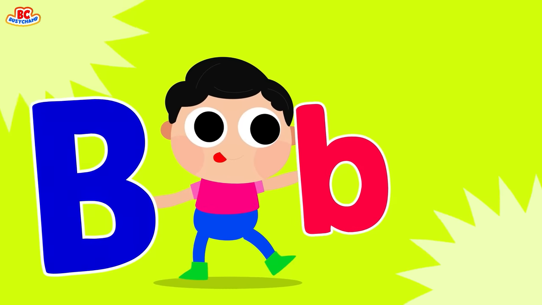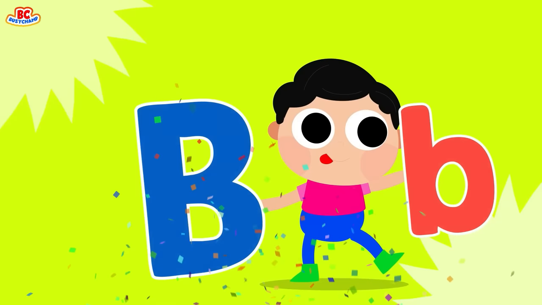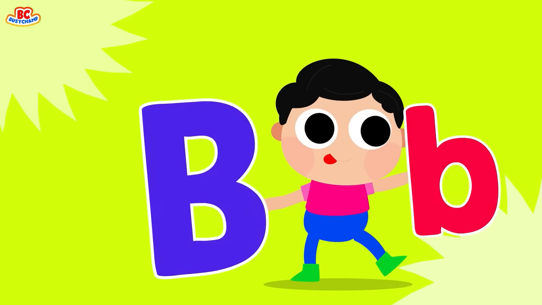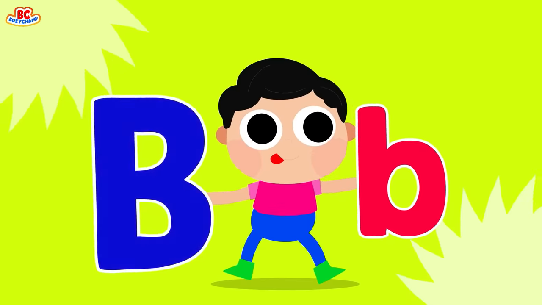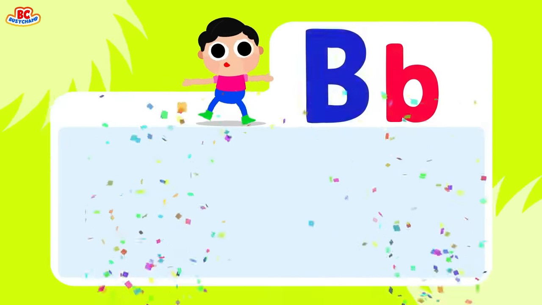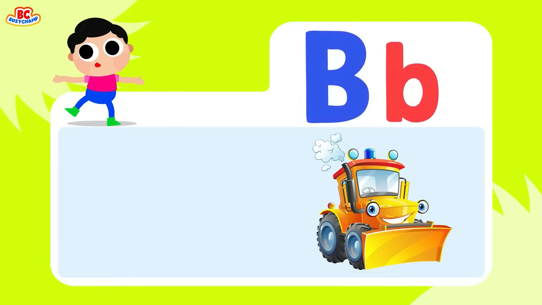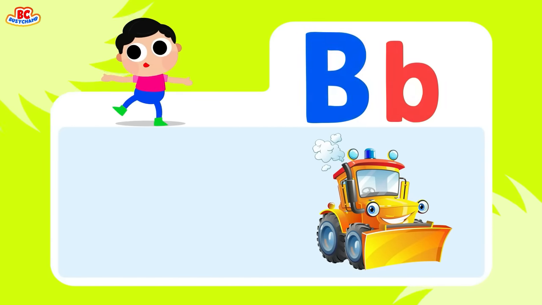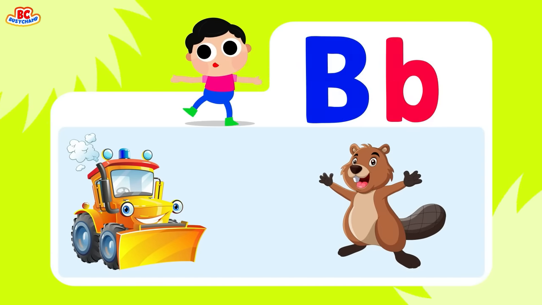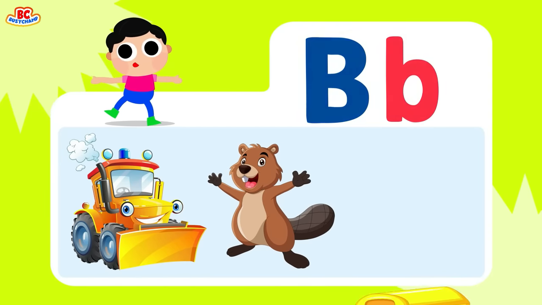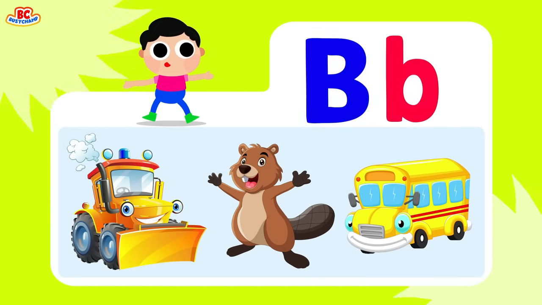Which alphabet can you see in my hands? I have the letter B in my right hand and its sound B in my left hand. There are so many words that begin with letter B. B called bulldozer. B, B, bulldozer. B called beaver. B, B, beaver. B called bus. B, B, bus.